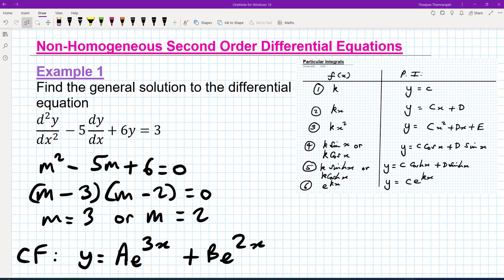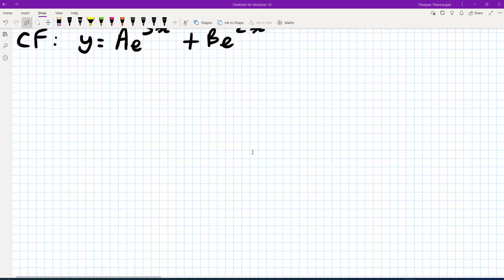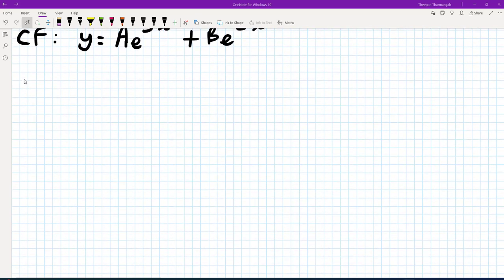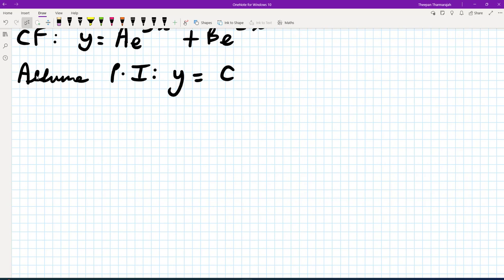Now notice that our equation is equal to a constant. So what we're going to do, according to our table here, is that if our function is equal to a constant k, then our particular integral will be y equals c. So we're going to write that down. So we're going to assume that our particular integral is y equals a constant c.